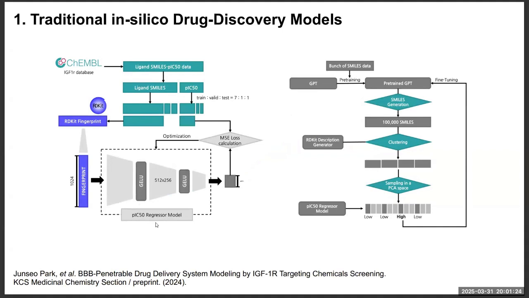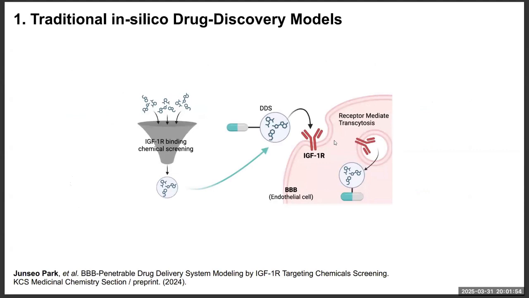IC50 is a kind of affinity value, the concentration that inhibits 50% of a protein, so it is a major affinity value. With optimization, I made a model which can predict IC50. I input some SMILES or some chemical, then the model predicts the affinity for the receptor I picked, the IGF-1R receptor.